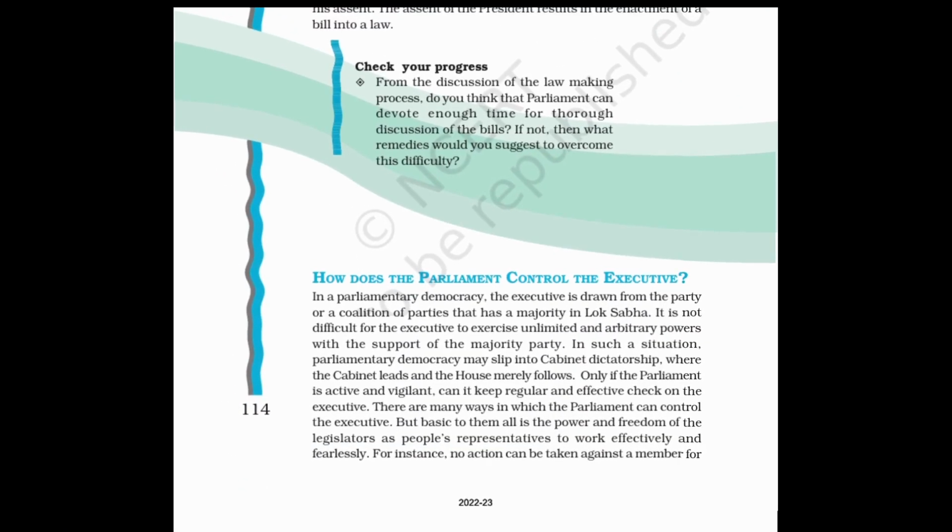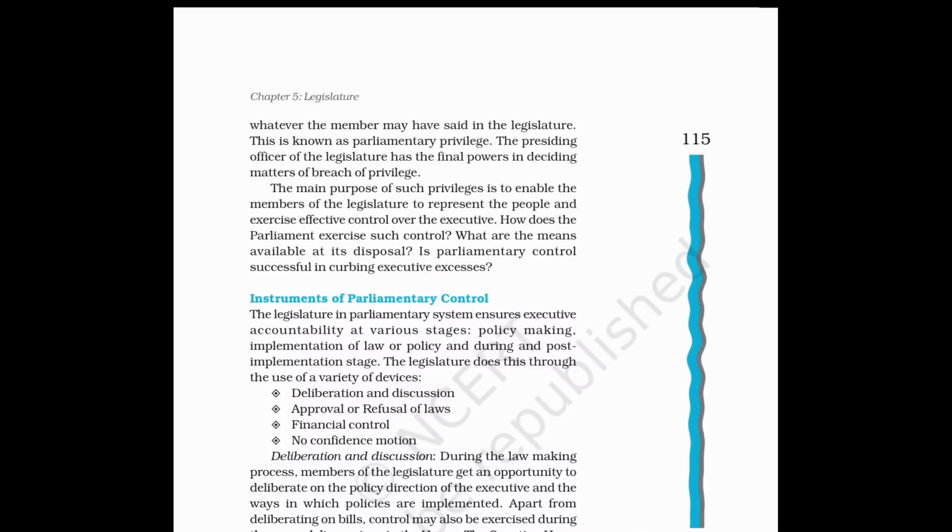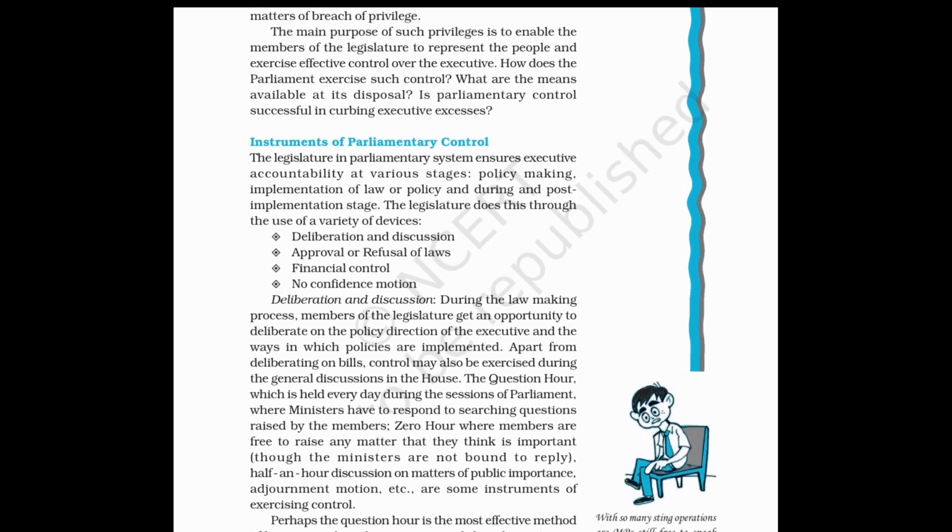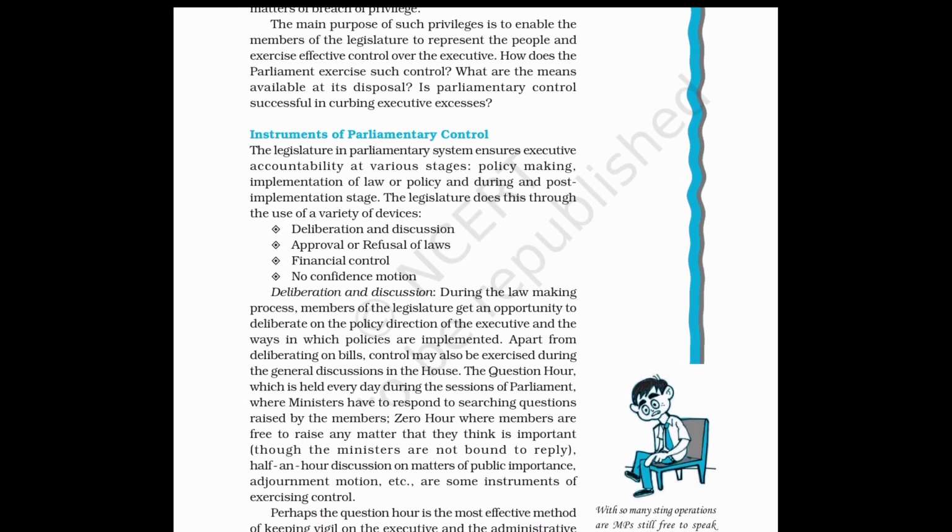Also, you need to see that there is one special pointer which again हम parliamentary topic में करेंगे, which is on parliamentary privileges. So no action can be taken against a member for whatever the member may have said in the legislature. Then the presiding officer, for example your speaker or chairman or deputy speaker or deputy chairman, will have the final powers in deciding matters of breach of privilege. Anyways, we will talk on these later. So let's see the instruments of parliamentary control over the executive.